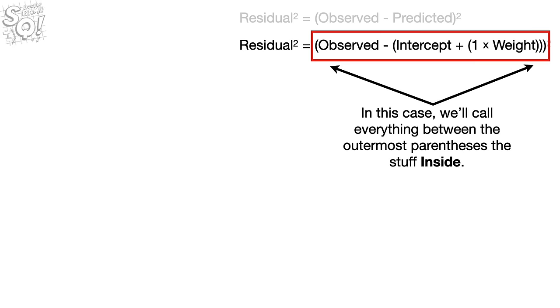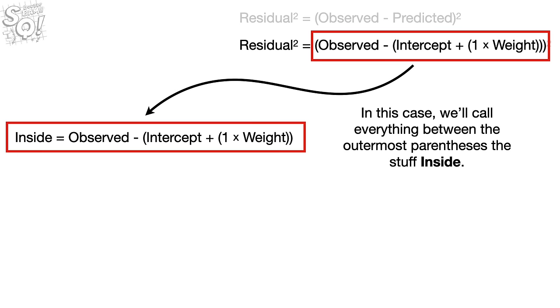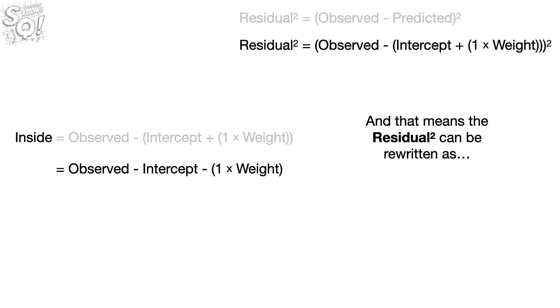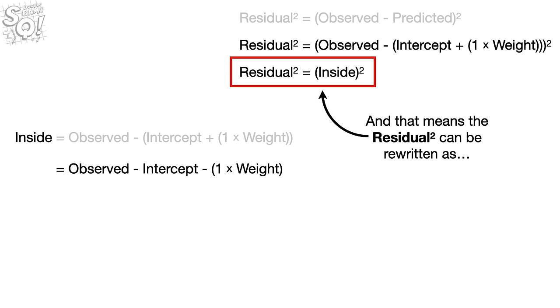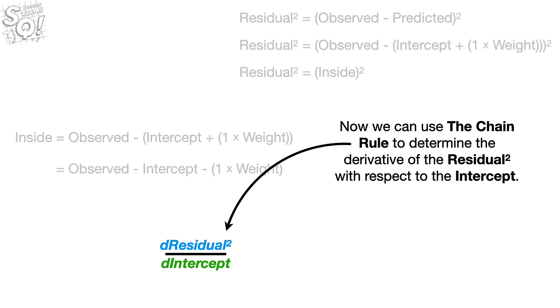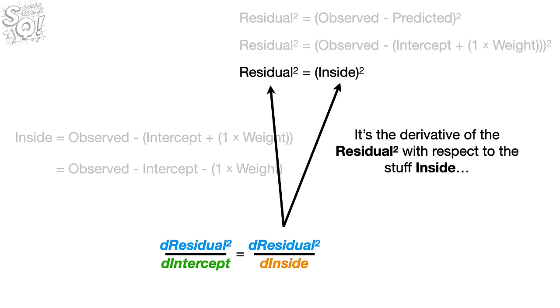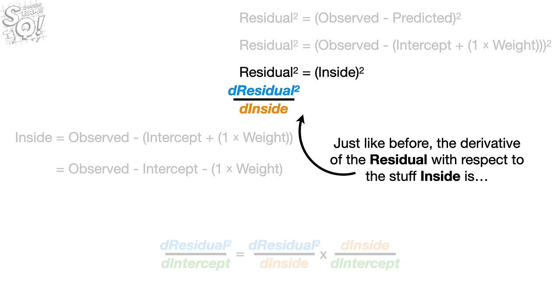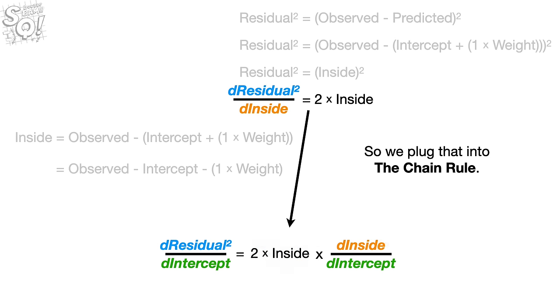In this case, we'll call everything between the outermost parentheses the stuff inside, which equals the observed minus the intercept minus 1 times weight. And that means the residual squared can be rewritten as the square of the stuff inside. Now we can use the chain rule to determine the derivative of the residual squared with respect to the intercept. It's the derivative of the residual squared with respect to the stuff inside, times the derivative of the stuff inside with respect to the intercept. Just like before, the derivative of the residual with respect to the stuff inside is 2 times the stuff inside. So we plug that into the chain rule.